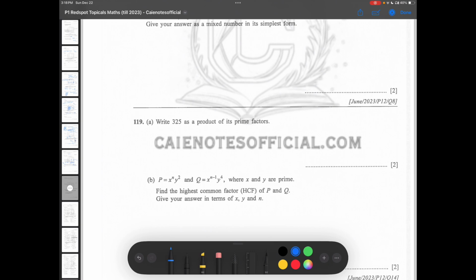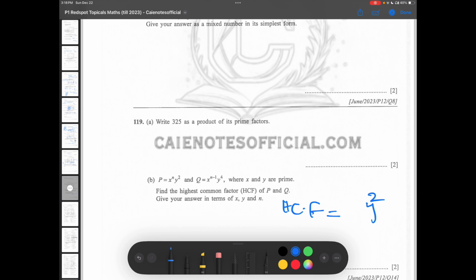The question number 119 says P is equal to x to the power n y square and Q is x to the power n minus 1 y to the power 4, wherein x and y are prime. We have to find the highest common factor in terms of x, y, and n. From their prime factorizations, y square will be the HCF because there are 4 y's in Q and 2 y's in P. So 2 y's will be common, y squares becomes common.